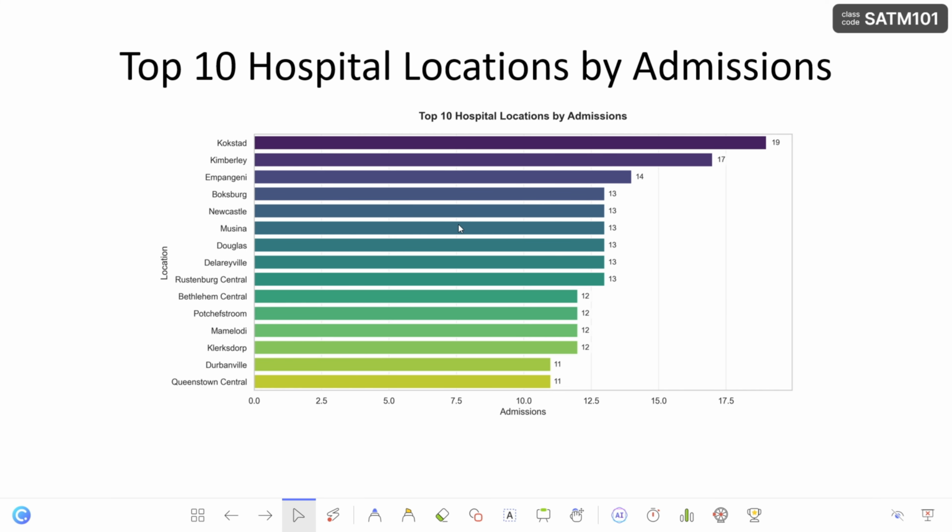So here we have the top 10 hospital locations by admission. We can see that the top location has 19, followed by Kimberley, which has 17, Mpangeni, which has 14, down to Queenstown Central, which has 11 admissions.